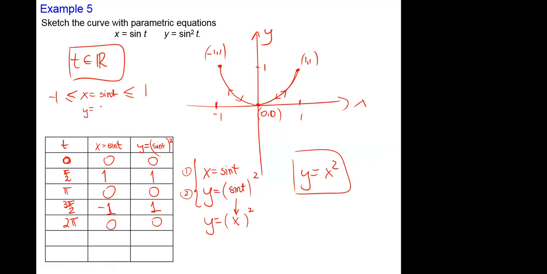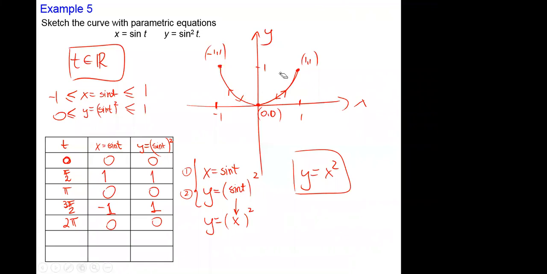Now, y is defined as sine of t squared. That means the squared quantity is always positive, and still the maximum value will be less than 1. And it makes sense between 0 and 1. That's the reason that we have this limitation, just the parabola between negative 1 and 1.